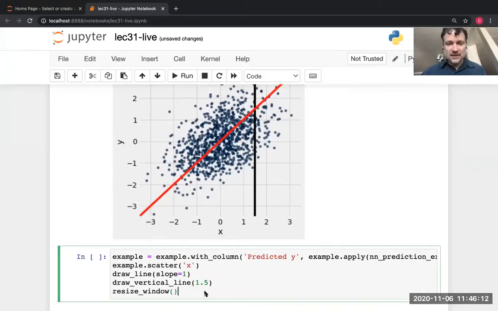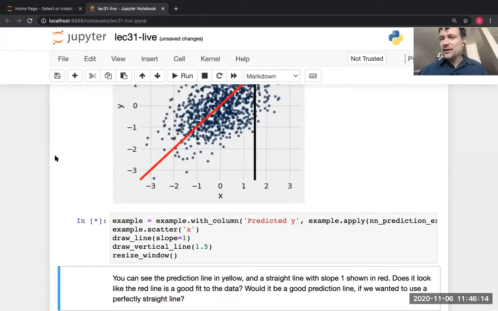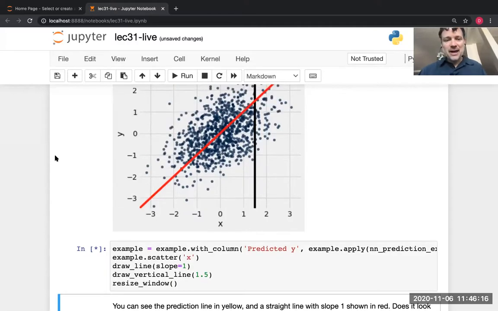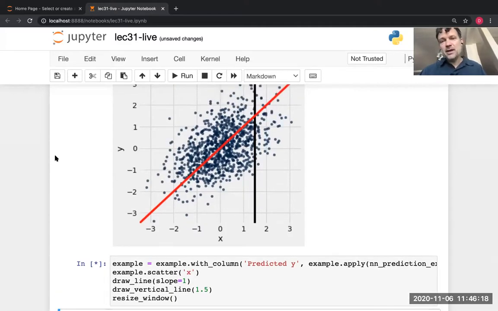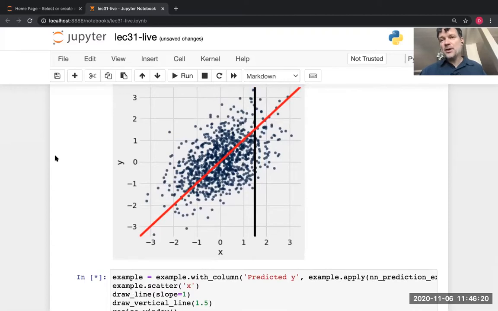Okay, so let's do that. Let's run our nearest neighbor prediction. And while it's running, I want you to make a guess for me about what you think the yellow dots are going to look like when I run nearest neighbor prediction. Is it going to look like a line or not? And if it's going to look like a line, what do you think the slope is going to be?